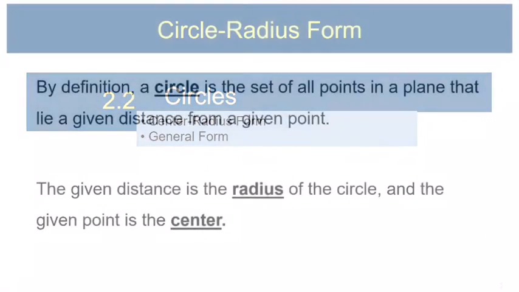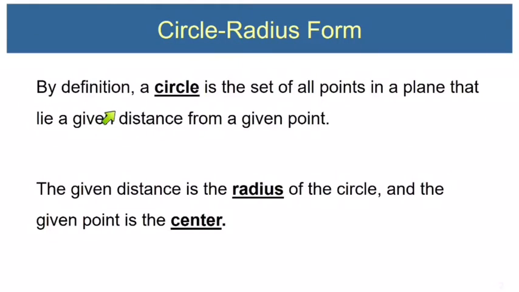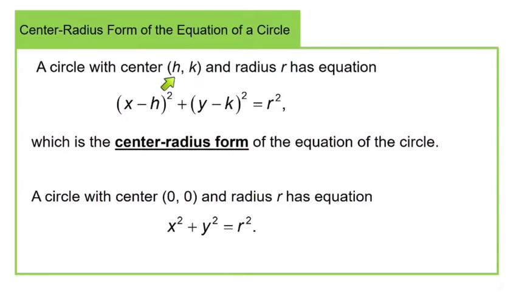Here we go. Now I know you know what a circle is, but let's get a definition. A circle is the set of all points in a plane that lie a given distance from a given point. The given distance is the radius of the circle, and the given point is the center. A circle with a center of h, k and a radius of r will have this equation: x minus h squared plus y minus k squared equals r squared. Of course, we would have numbers where we see the h and the k and the r.